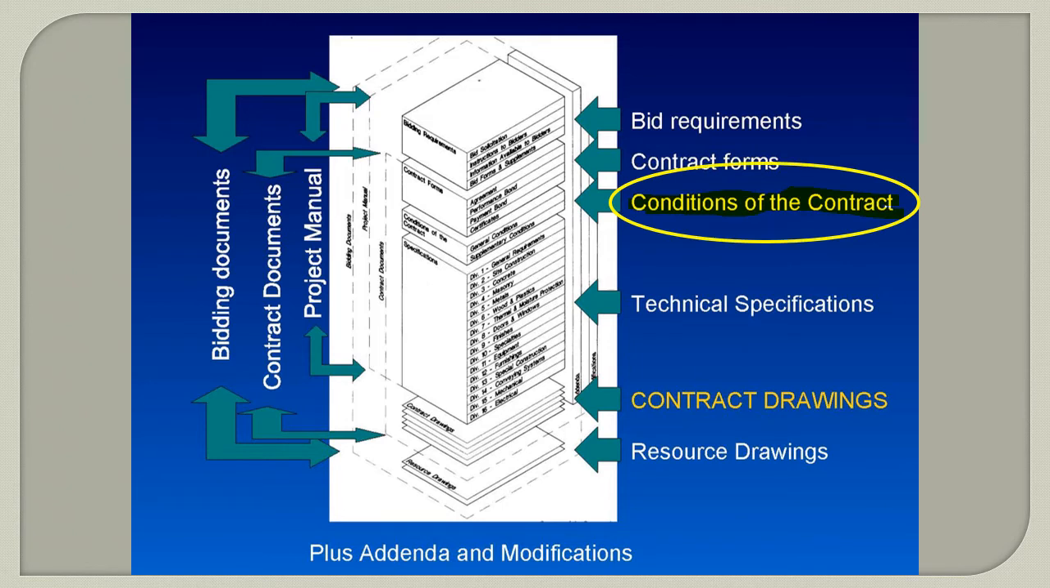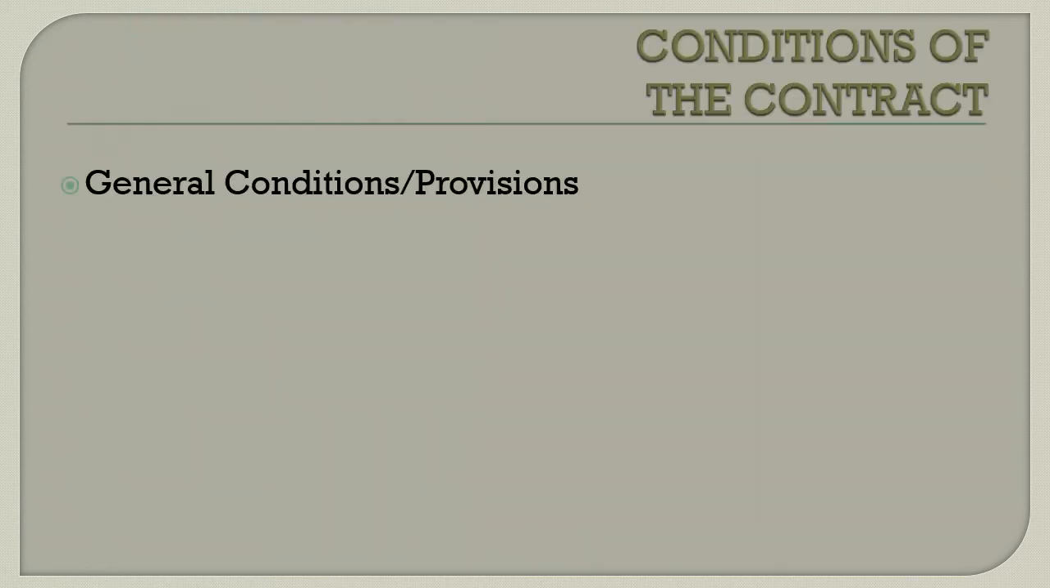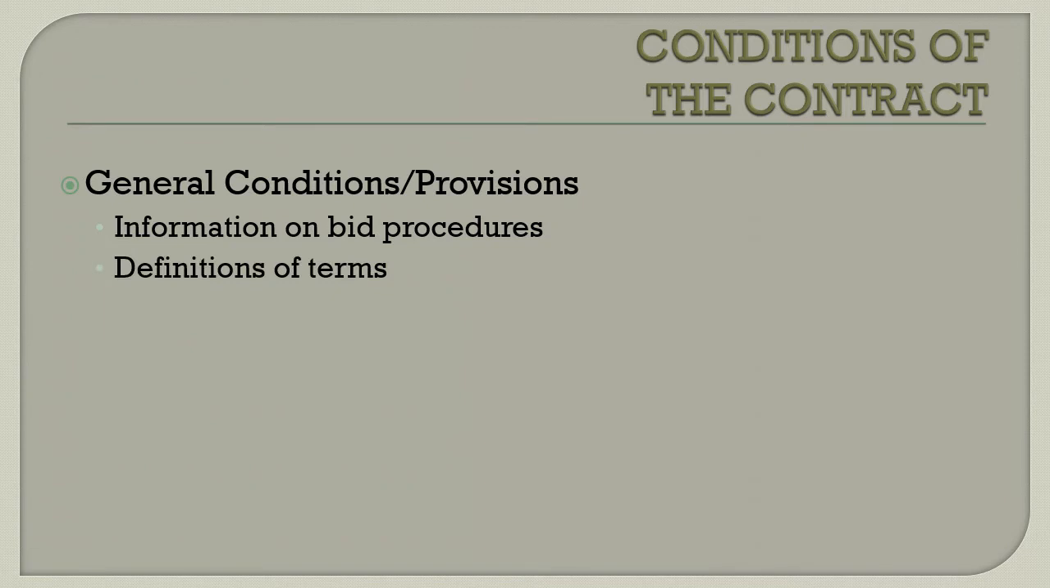Conditions of the contract. These are known as general conditions or general provisions. They provide information on bid procedures, definition of terms, who is the engineer, who will be doing the inspections, definition of a day. Is it a working day? Is it a calendar day? Well, it's raining here, but it's not raining on the job site. So do I get an extension of a day or not?